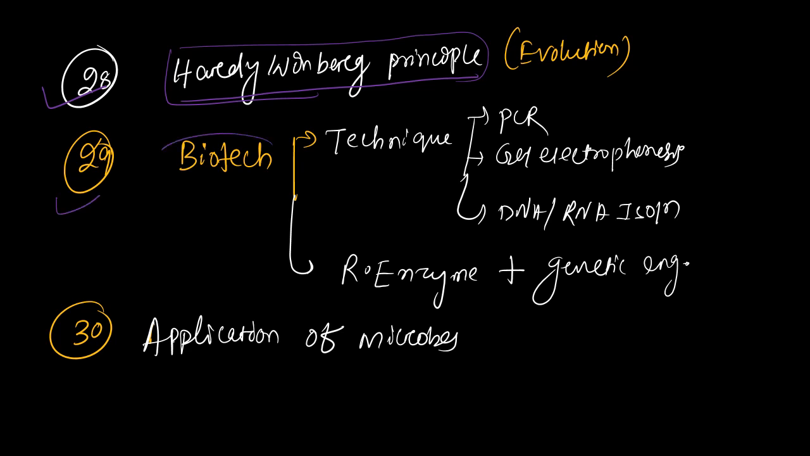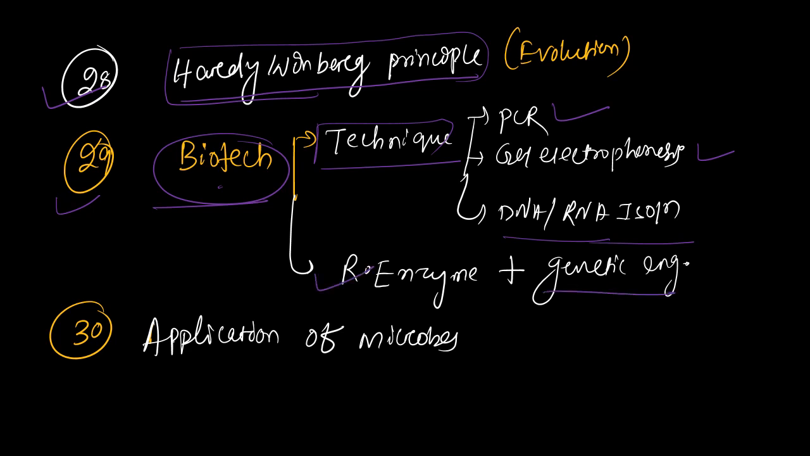29, this is very important. 29, that is biotech techniques. Mostly techniques like PCR, gel electrophoresis, DNA and RNA isolation, restriction enzyme and genetic engineering. This restriction enzyme is most important. What is the discovery of restriction enzyme and what is the function of restriction enzyme? Exactly which one acts, like E. coli, HindIII, these are the most important in restriction enzyme.